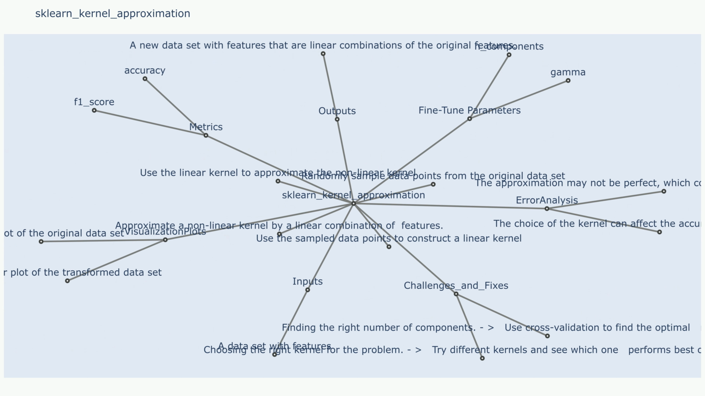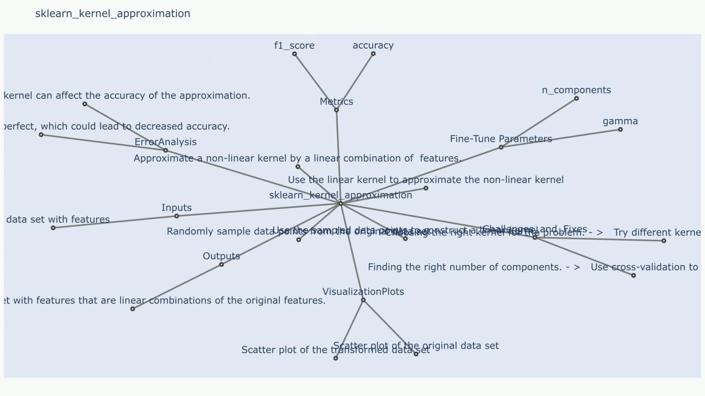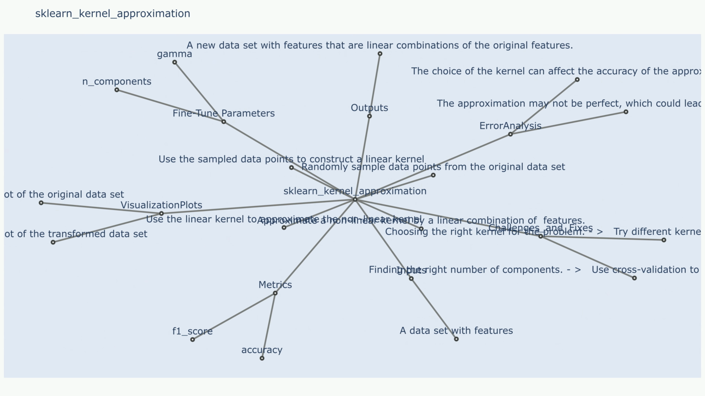Visualization. Plots: scatter plot visualization of the original data and the approximated feature representation, to understand how the method transforms the data. Feature importance plots showing the importance of different features in the approximated representation.